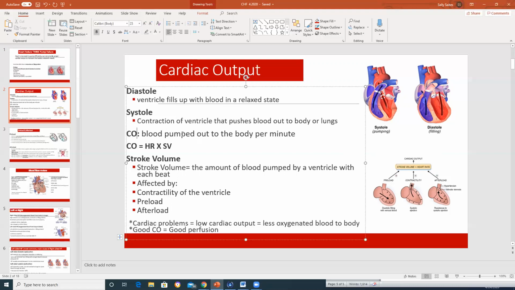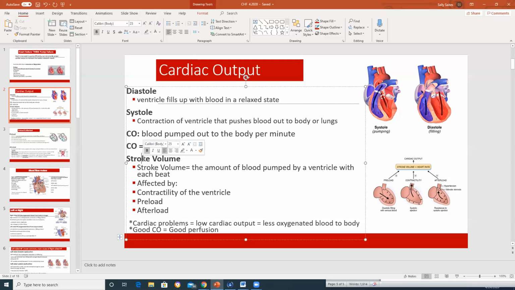So cardiac output, that's what CO is, cardiac output. That is the amount of blood pumped out to the body per minute. This is important for perfusion. If our blood is not pumped out appropriately, then we're going to have less oxygenation and our organs are not going to be perfused. So we calculate cardiac output by heart rate times stroke volume.